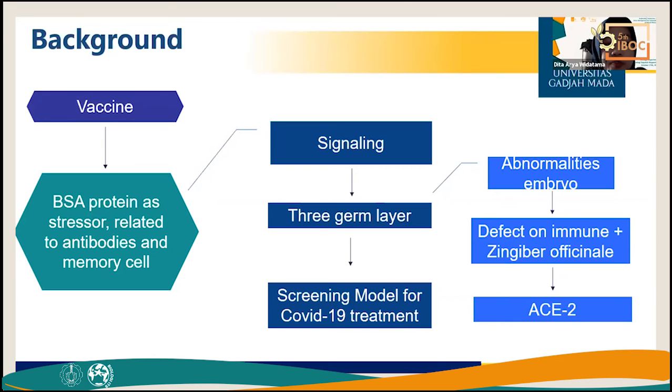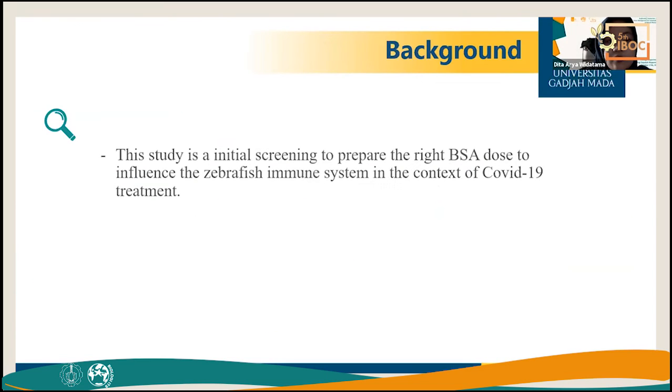Zebrafish is appropriate for use in this research because it gets its oxygen supply passively, is transparent, and also has various genes found in humans, such as the ACE2 receptor. This study is a screening study in order to prepare the right BSA dose to influence the zebrafish immune system in the context of COVID-19 treatment.